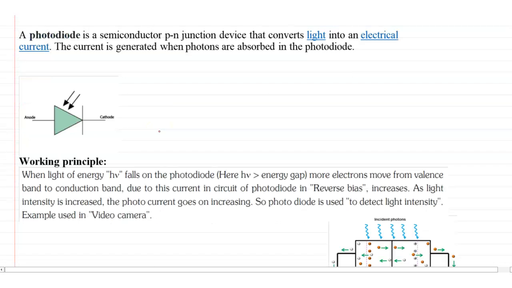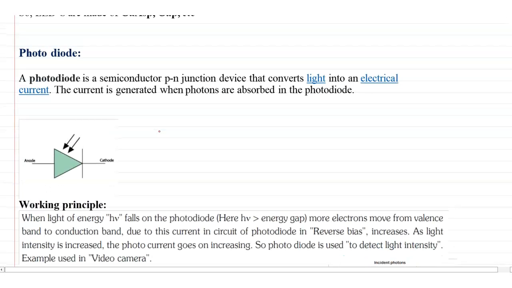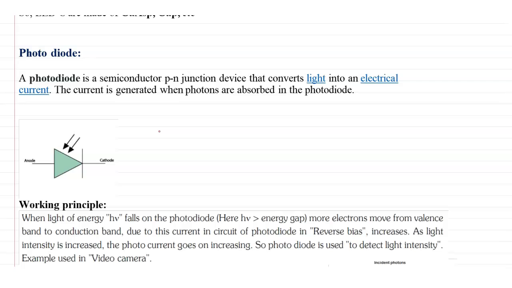There is another type of diode, the photodiode. The photodiode is a most important diode. It can convert solar energy into electrical energy directly. Also, a solar cell basically consists of a large number of photodiodes connected in series and parallel. Okay. So a photodiode is a semiconductor PN junction device that converts light into electrical current. The current is generated when photons are absorbed in the photodiode.